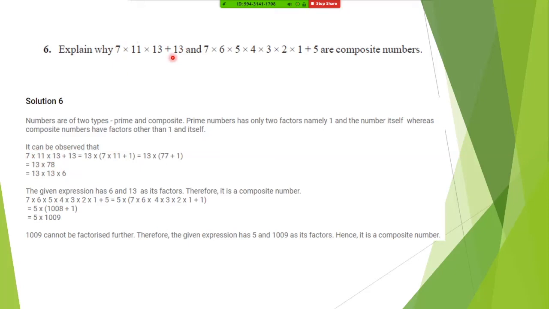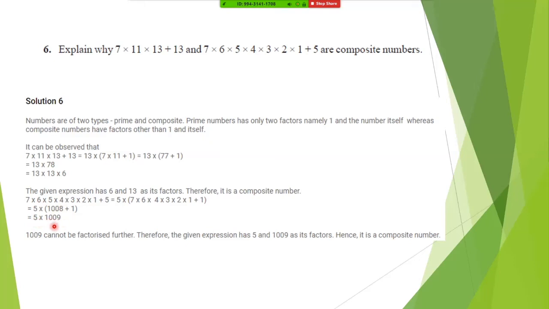Same way we do for the next part of the sum. We write the same thing. We take 5 common. So as soon as we take 5 common, we get 5 multiplied by 10^8 plus 1, that is 5 multiplied by 1009. Again, whatever the number might be, if you multiply the whole of it and get the answer, then you have two different factors. 5 is also a factor, 1009 is also a factor.